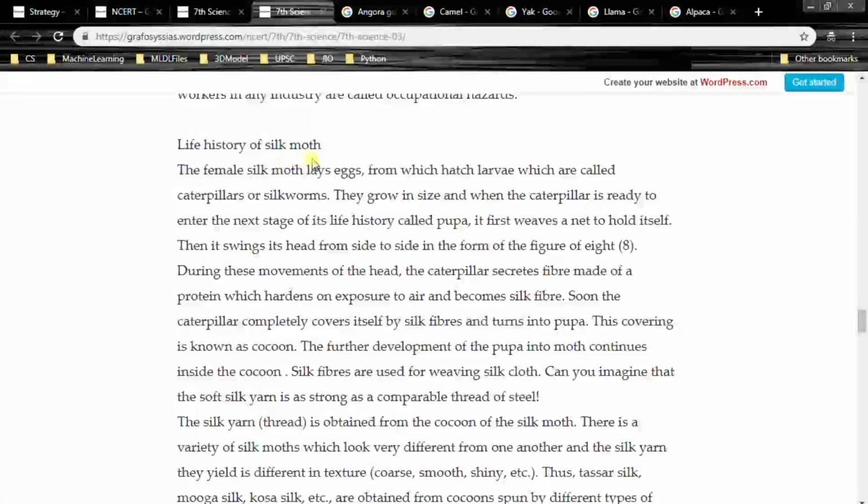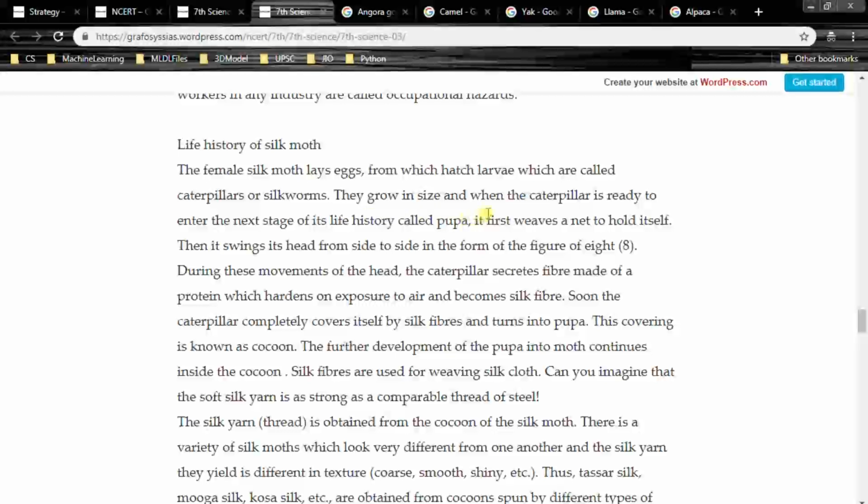Life history of silk moth. So until now we read about wool. Now we are reading about silk. Life history of silk moth. The female silk moth lays eggs, from which hatch larvae which are called caterpillars or silkworms.